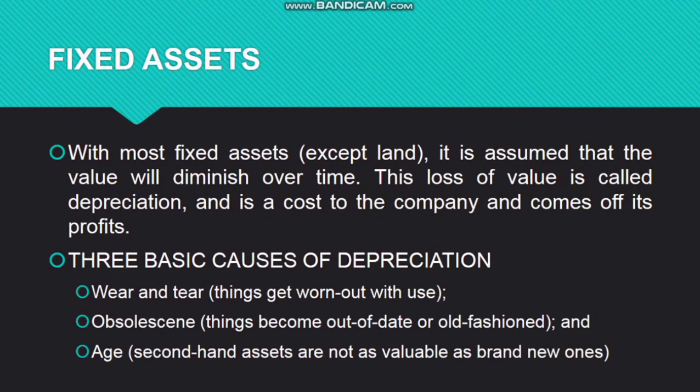For fixed assets, this loss of value is called depreciation and it is a cost of the company and comes off its profits. And there are three basic causes of depreciation. First is wear and tear. It means things get worn out with use. Obsolescence is when things become out of date or old-fashioned. And age is the third, as second-hand assets are not as valuable as brand new ones. Next, please.